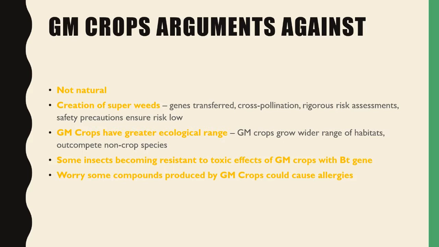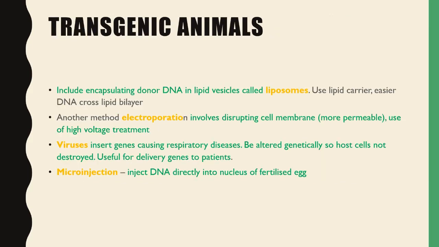We said this was an advantage. It can also be a disadvantage, because GM crops can grow in a wider range of habitats and outcompete non-crop species, reducing biodiversity. Some insects can become resistant to the toxic effects of the GM crops with this Bt gene, they call it. And finally, they worry that some compounds produced by GM crops could actually cause allergies themselves as well.